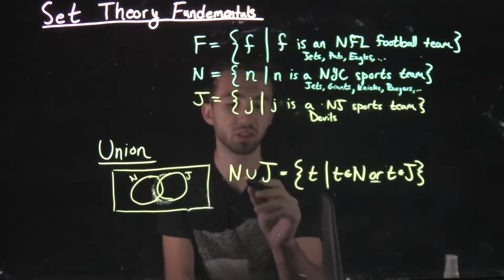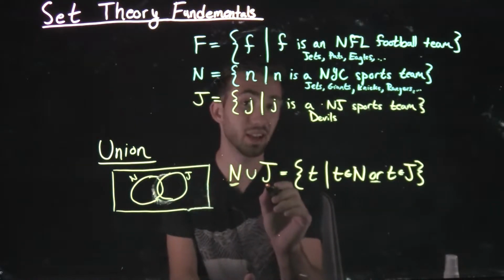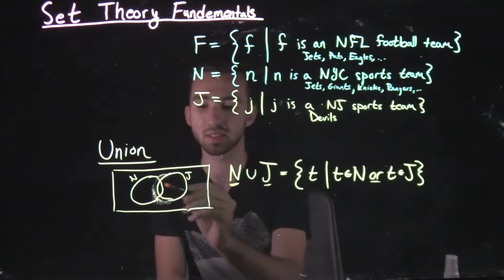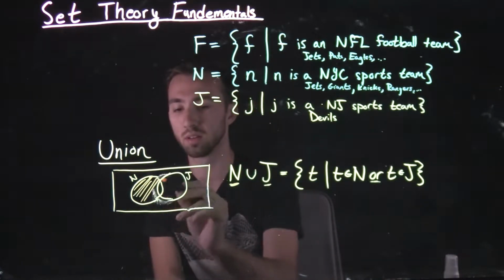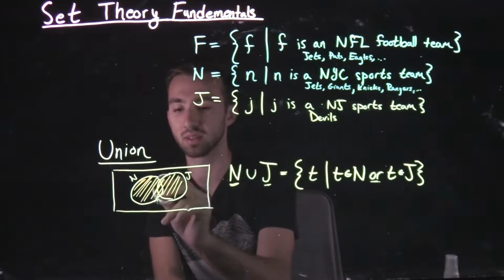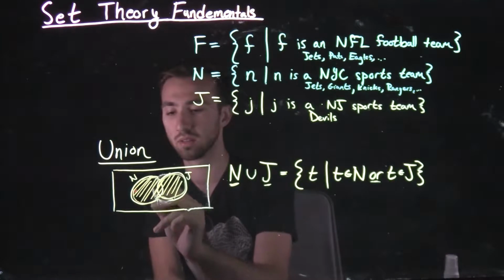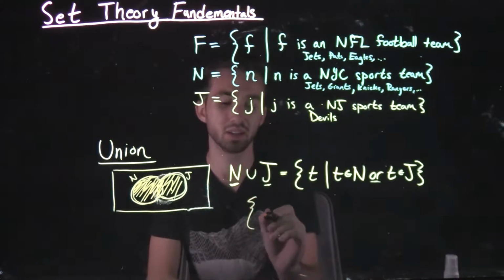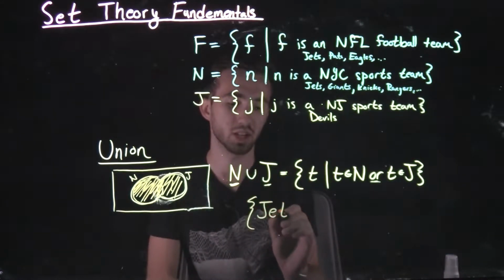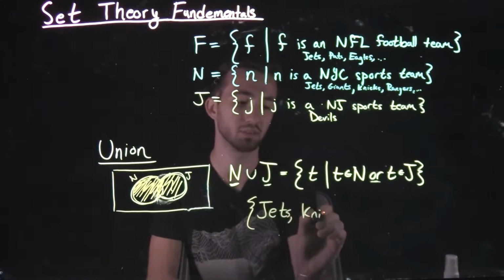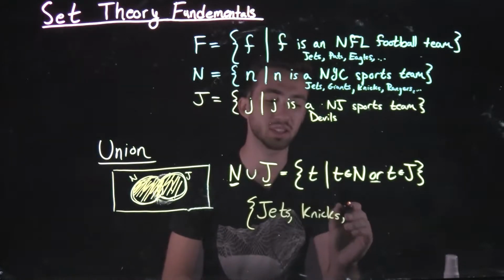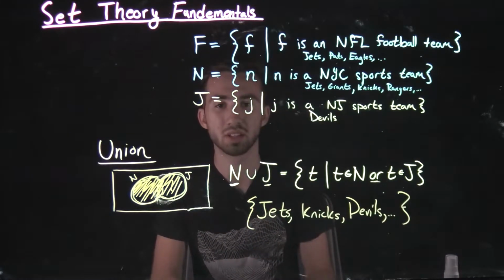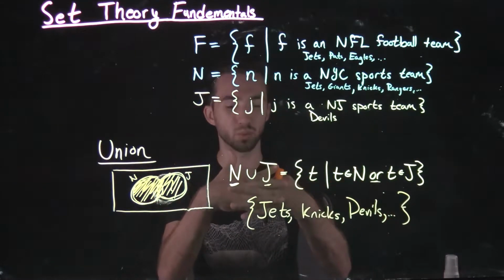Now the union is just taking everything from this one set, taking everything from this one set, and creating a big set with everything from both of them. In our case, if we're looking at this Venn diagram, the union is everything inside of both sets. So it's this big overlapping figure 8-esque thing. If we were to list out what's inside of it, it would be all the New York sports teams, like the Jets and the Knicks, for example. But it would also include all the New Jersey teams, such as the Devils, and all the other teams as well. With all of that, we now have our union. You take two sets and you combine them into one.